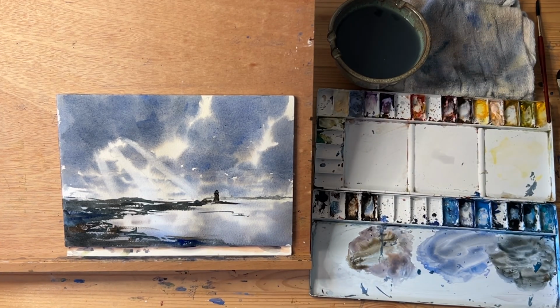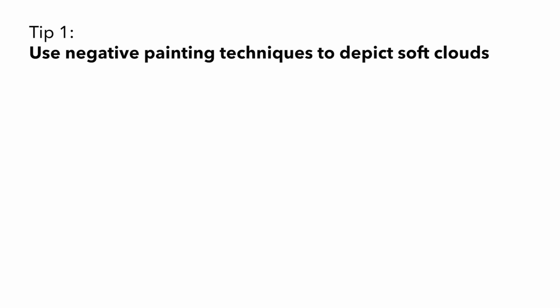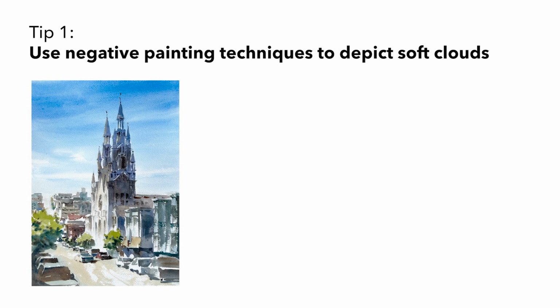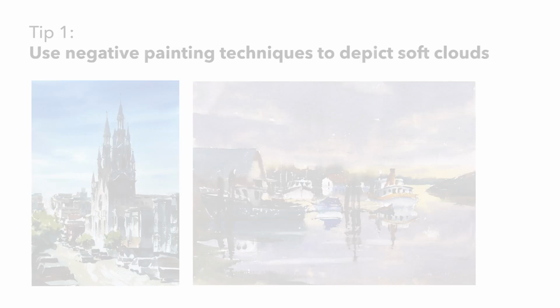Cool. So with that, we have concluded today's painting tutorial. And now let's do a quick recap of all of the principles we have covered. The first takeaway here is that using the negative shape painting techniques can be highly effective for depicting the soft clouds in the sky, as well as the sky that's peeking through the clouds on a more cloudy day.